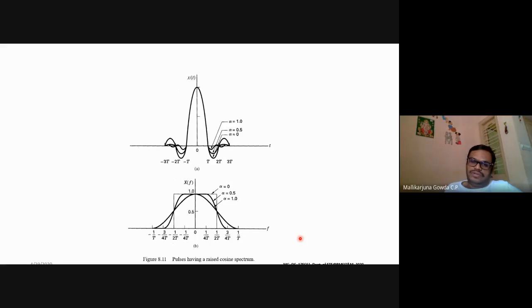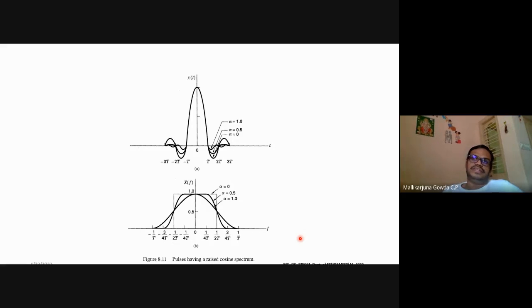If you have any questions, we can ask. So I discussed two things. One is the Nyquist criteria to have zero inter-symbol interference. I said x of nT is equal to 1 when n equal to 0, and it is 0 when n is not equal to 0. So in the frequency domain, we write the summation over m from minus infinity to infinity of X of f plus m by T, which should be equal to T.